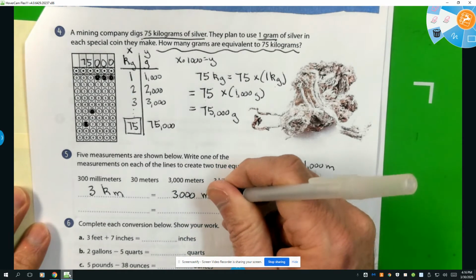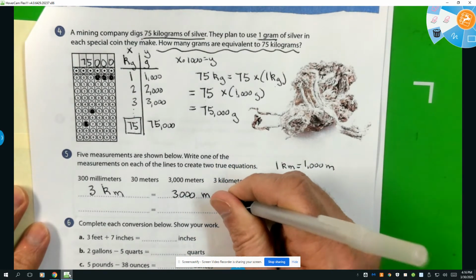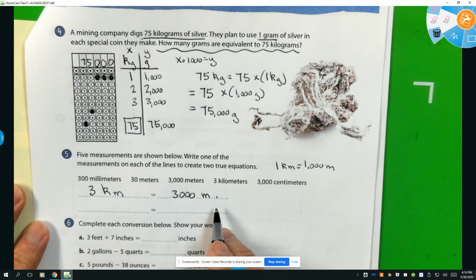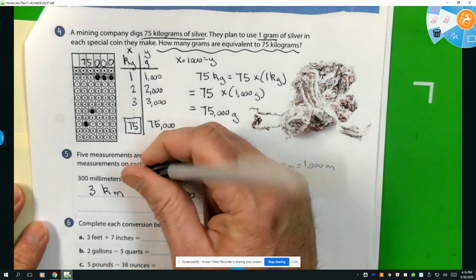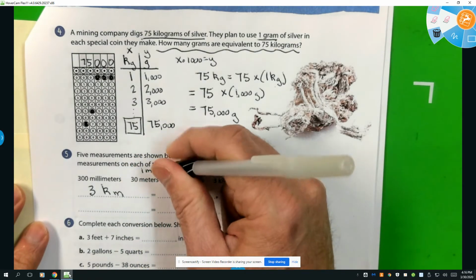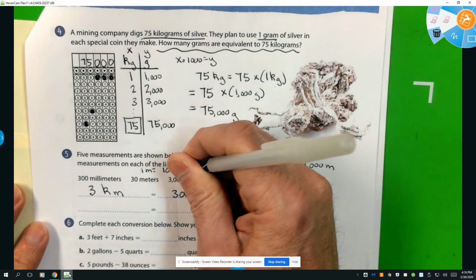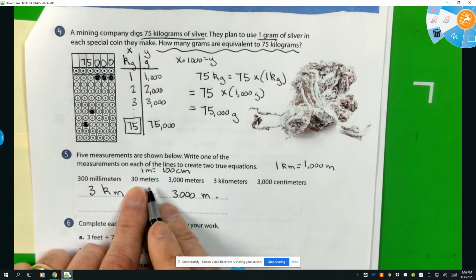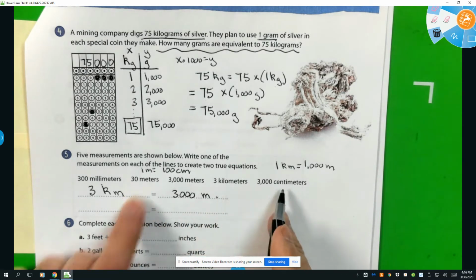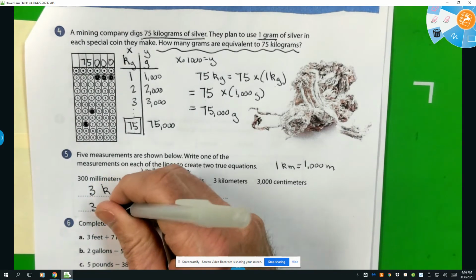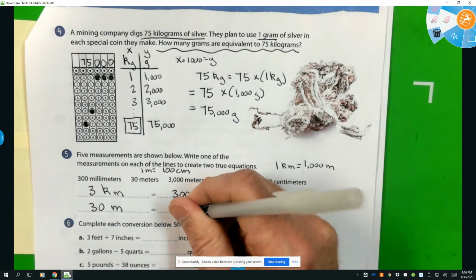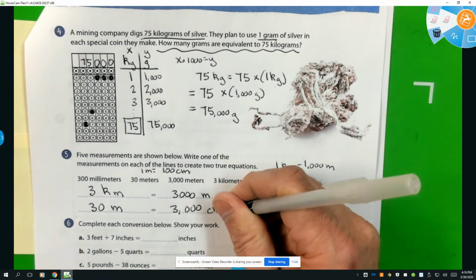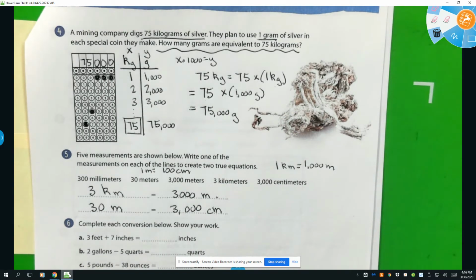So 3 kilometers equals 3,000 meters. Okay, I also know that if we went with meters here, 1 meter equals 100 centimeters. I know that if I took 30 meters, I would have 3,000 centimeters. 30 meters equals 3,000 centimeters. All right, so those are done.